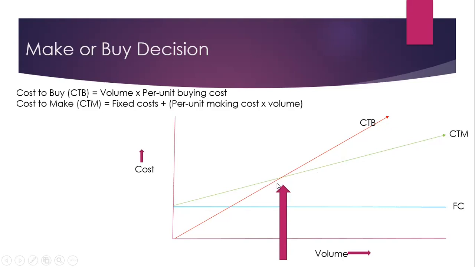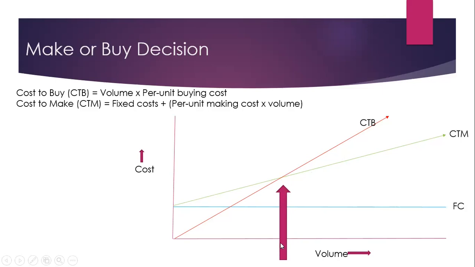So before this volume, we need to buy the product from outside as compared to manufacturing it in-house, because manufacturing will be more costly. Whereas after this volume of demand or volume of product required, the cost to buy is more than cost to make. So it is better to make in-house.